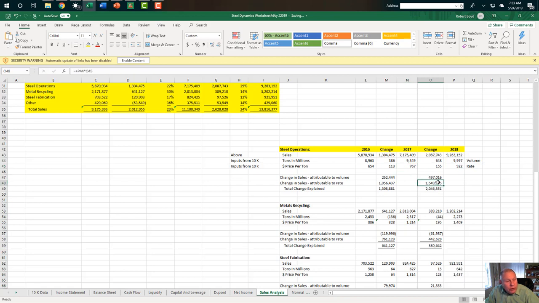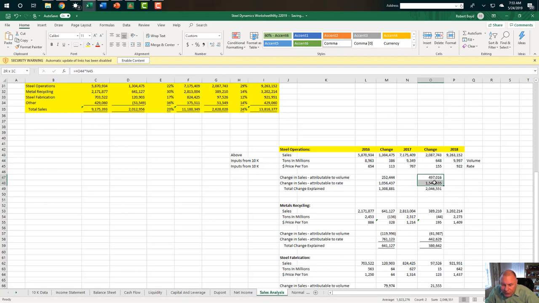Then to compute that which is attributable to rate, because we know it went up $155 a ton, I multiplied 155, which is the 045 times P 45, which is this year's volume. And what happened is it told me that the rate caused an increase of 1,549,000.